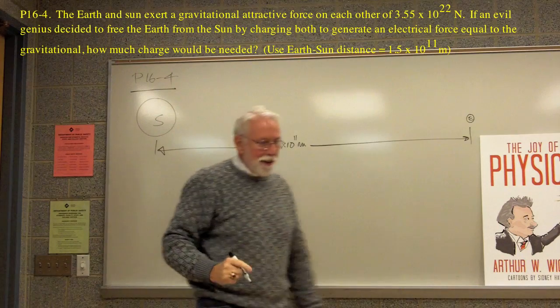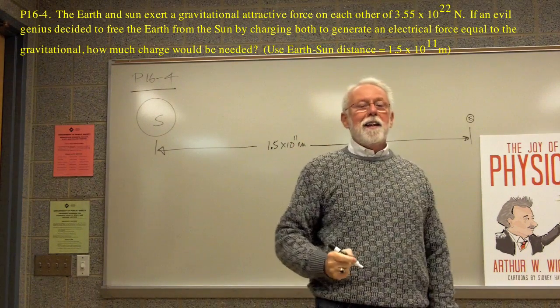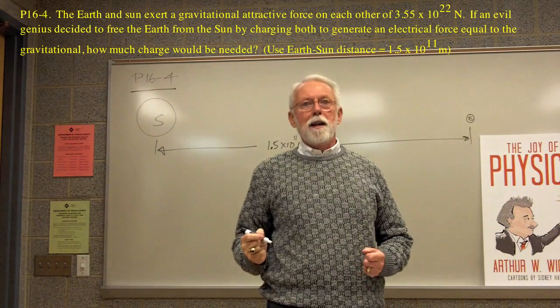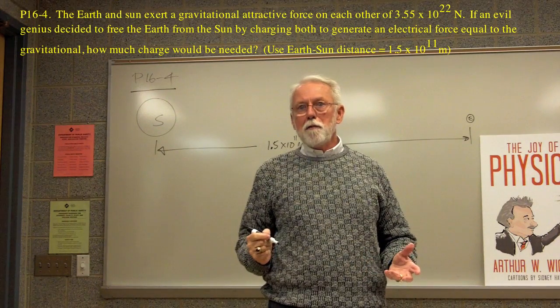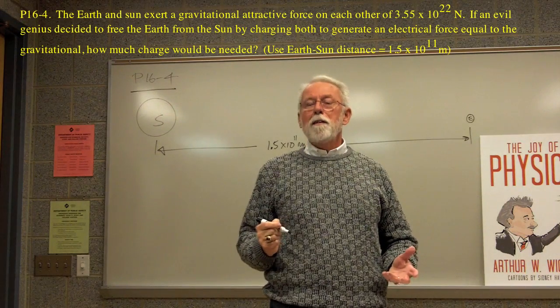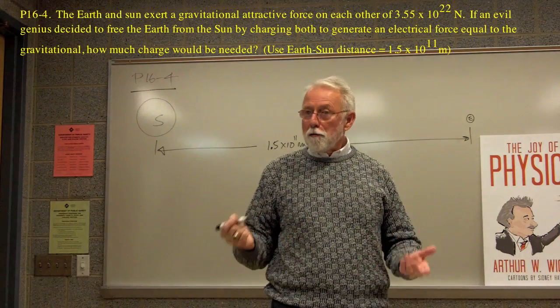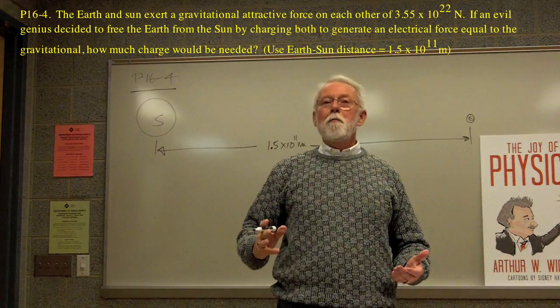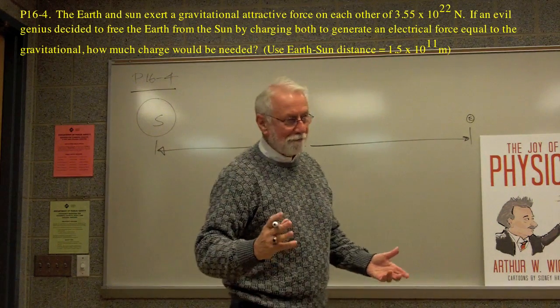And the evil genius has this idea. Evil genius says, if I could charge the earth and charge the sun, then I could exert an electrical force of repulsion between them that would equal the gravitational attraction, and therefore there would be no net force on the earth, and the earth could happily go its way without being tied to the sun.